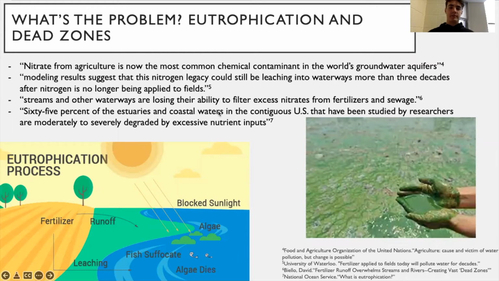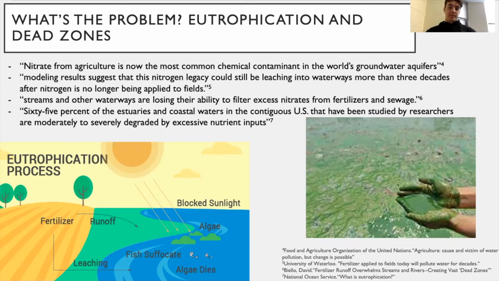Nitrate from agriculture is now the most common chemical contaminant in the world's groundwater aquifers. This is worsened by the fact that there's this thing called leaching, where you have the nitrate fertilizer seep into the ground and then from the ground seep into the waterways. This makes a very slowed down and sustained seepage of fertilizer. Even if we would stop making fertilizer today, the seepage would go on for decades, 3 decades even, with the modeling results.